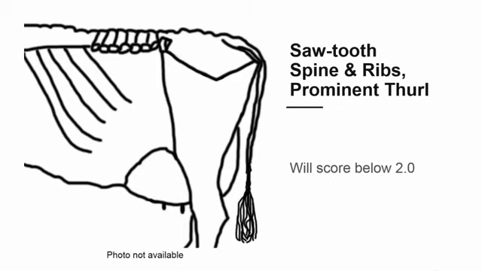If the ridges of the short ribs can be seen more than 3/4 of the distance to the spine, and the cow has a sawtooth appearance to her spine and prominent ribs, she will score below 2.0. We can stop scoring at this point because cows scored below 2.0 are severely thin and would be managed similarly regardless of their exact body condition score.